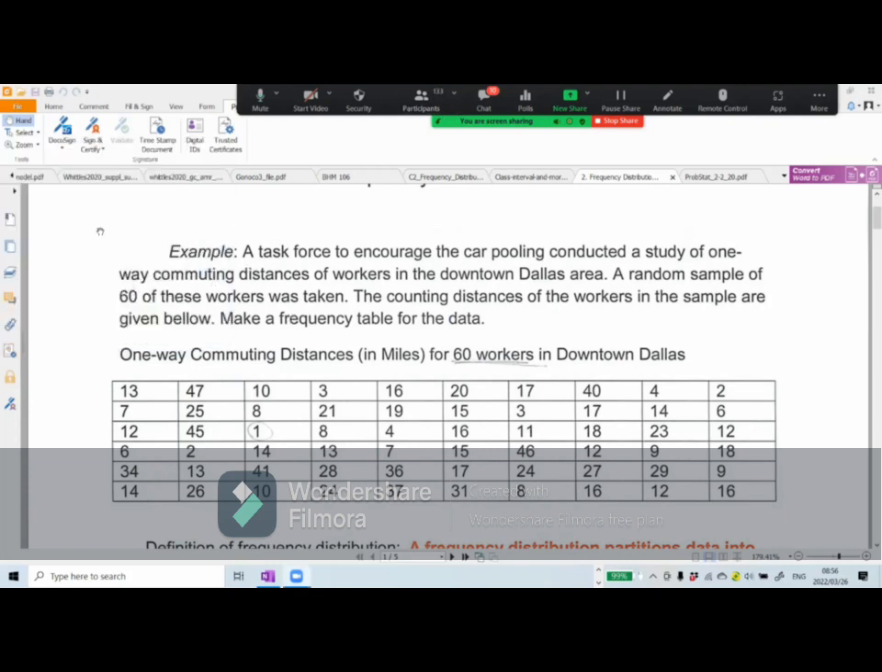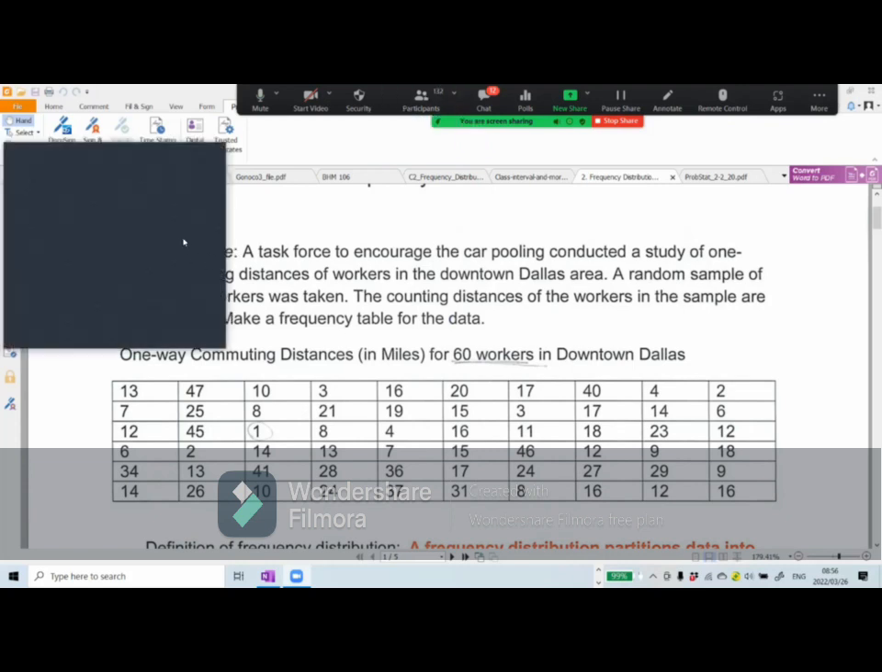Okay, somebody should volunteer to read for the class. Okay, go ahead. A task force to encourage the carpooling conducted a study of. That is too fast. If you are reading, you should be dictating. A task force to encourage the car. Encourage.